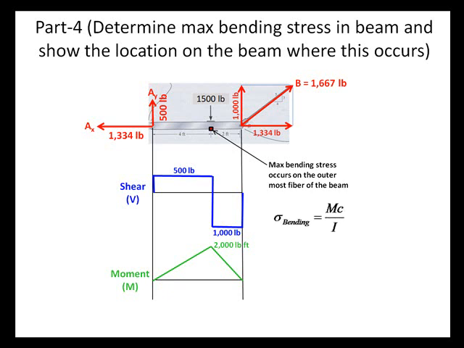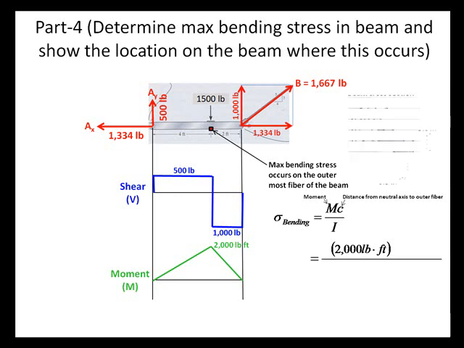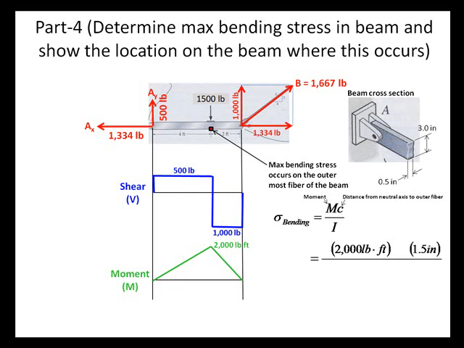Bending stress is given by the equation Mc over I, where M is the moment, 2,000 pound-feet. C is the distance from the neutral axis to that outer fiber. If the beam is 3 inches tall, then the distance from the neutral axis to the bottom of the beam is 1.5 inches. I is the moment of inertia, which is simply a measurement of how much material there is and how far away it is from the neutral axis. In other words, it's a measure of how strong the beam is. For a rectangle, if you remember, moment of inertia is base times the height cubed divided by 12.